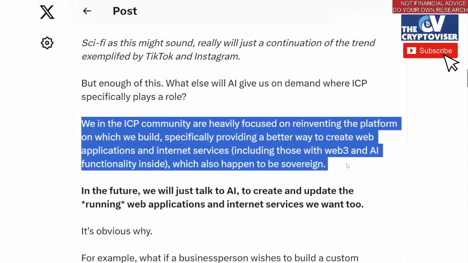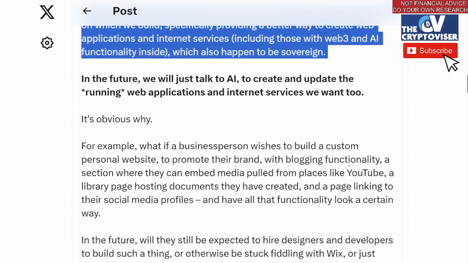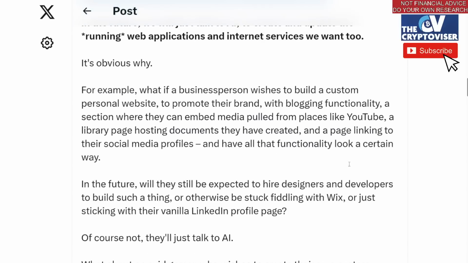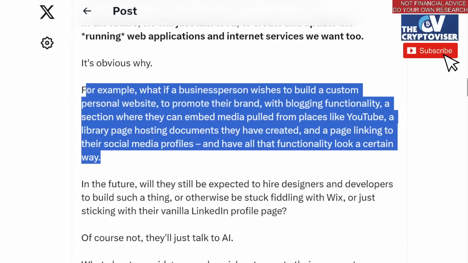We in the ICP community are heavily focused on reinventing the platform on which we build, according to Dominic. He says specifically providing a better experience and better way to create web applications and internet services, which also happen to be sovereign. In the future, we will just talk to AI to create and update the running applications and internet services we want. For example, what if a business person wishes to create a custom website to promote their brand with blogging functionality, a section where they can embed media pulled from places like YouTube, a library page hosting documents, and a page linking to their social media?